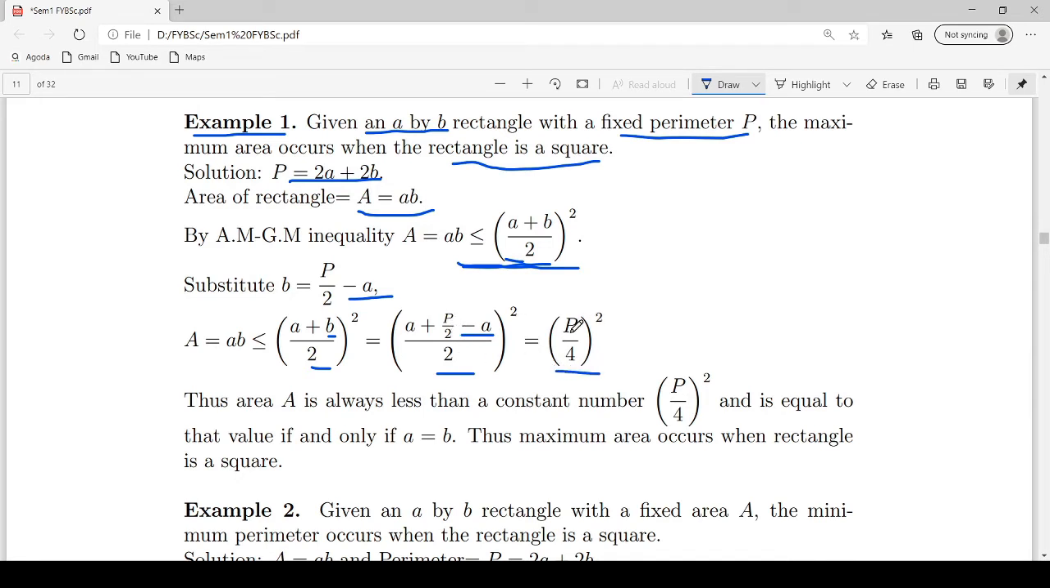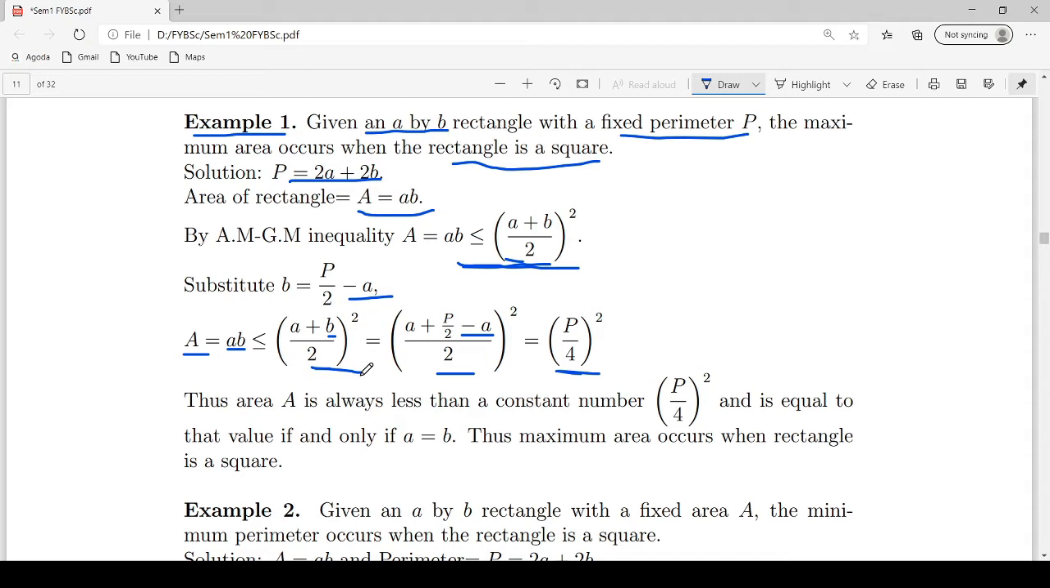Now P is a fixed number. So the area of the A by B rectangle is always less than or equal to a constant number, the square of P/4. But what is area? Area is A into B, that is, the square of the geometric mean of A and B. And what is this square of P/4? It is the square of the arithmetic mean of A and B.